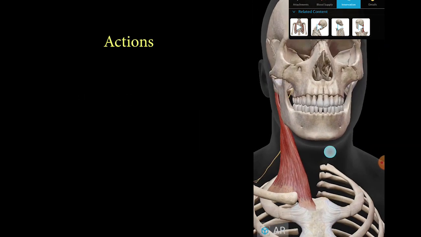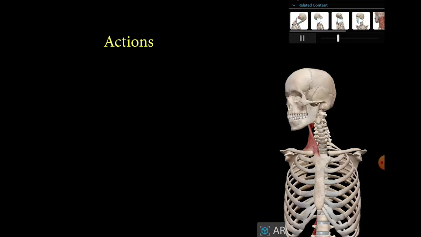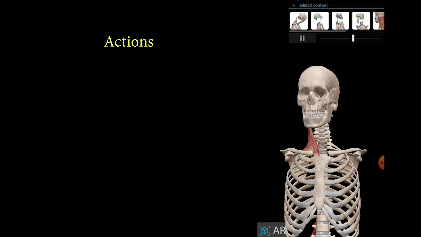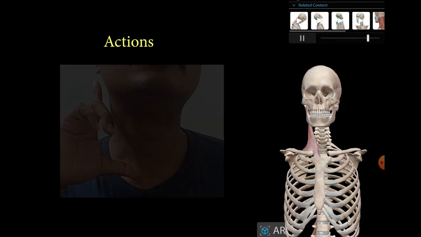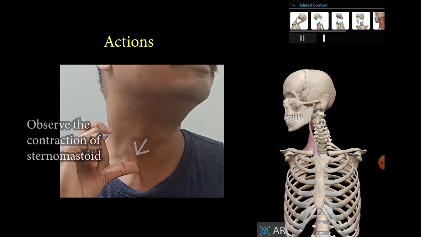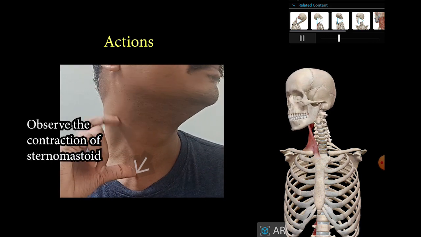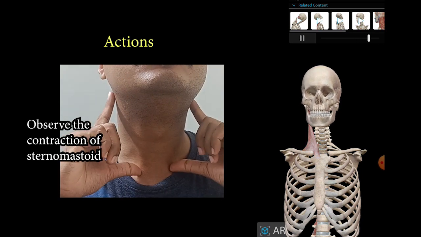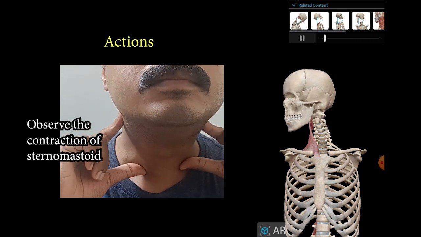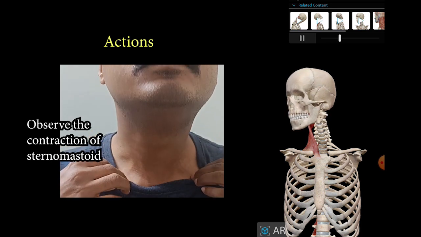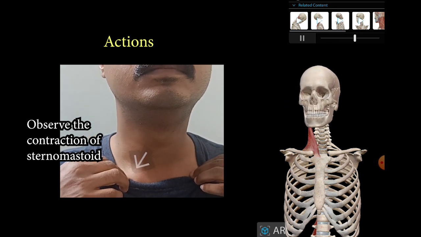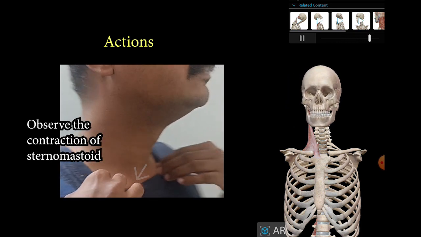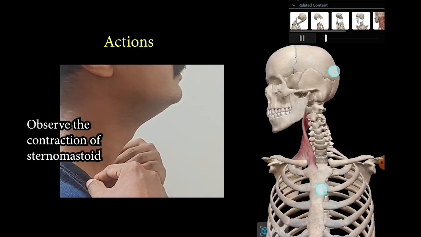Now, if you look at the actions of the sternocleidomastoid, it turns the head to the opposite side. When it contracts, it turns the chin towards the contralateral side if one side's sternocleidomastoid is contracting. And also, if both sternocleidomastoids are contracting together, the head can protrude forwards. A protrusion movement of the head on the trunk occurs when both the sternocleidomastoids are contracting.